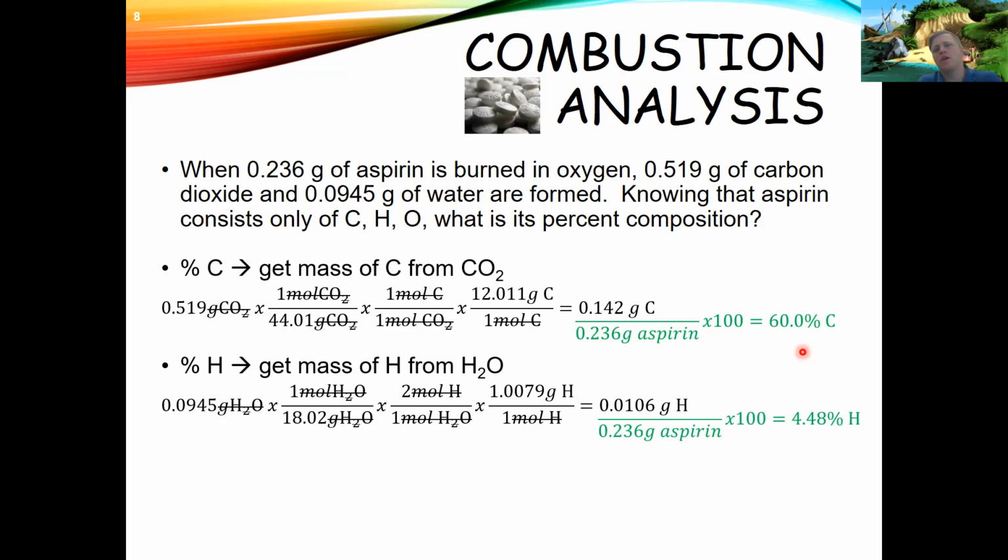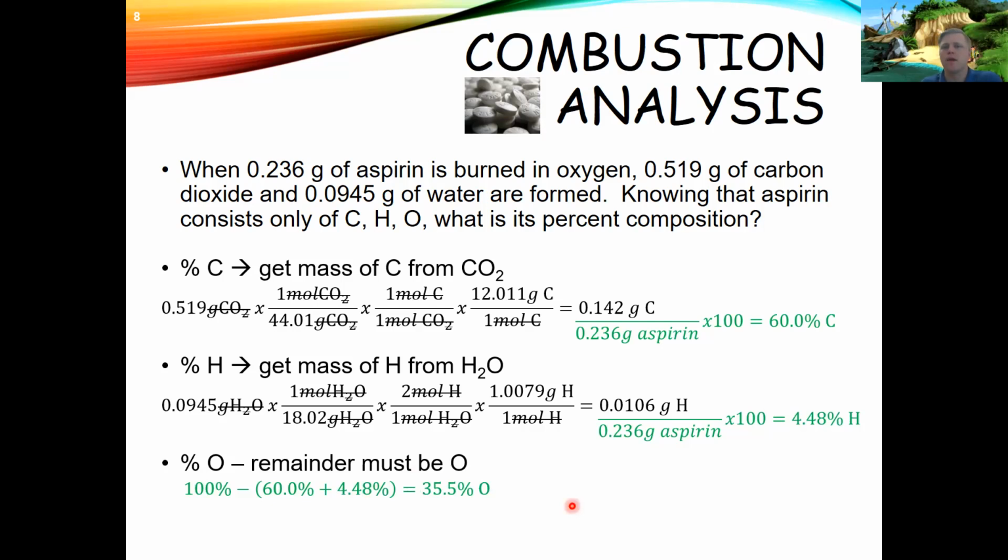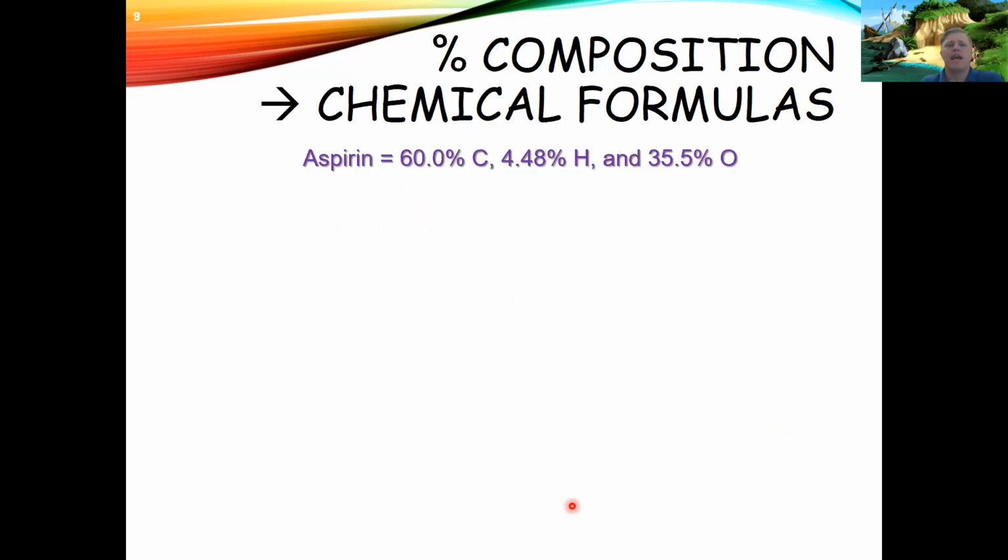Now, in this question, we're assuming we know that all that's present is carbon, hydrogen, and oxygen. And so then oxygen is just going to be whatever is left. By that, I mean we started with 100% of the material, 60% was carbon, 4.48% was hydrogen, and that must mean that 35.5% is oxygen by mass. Okay, so we've broken aspirin down into its components, its percent composition here.